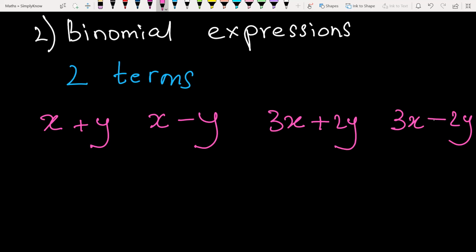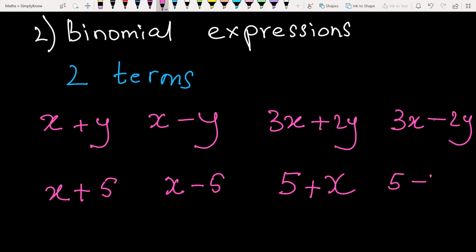Also, these two terms can be one algebraic term and one numerical term, like 5. And there can be an addition or a subtraction between the two terms. And this can be the other way around, which means first of all, you get the number, then you get the algebraic term. And there can be a sum or a difference, 5 minus x or 5 plus x.